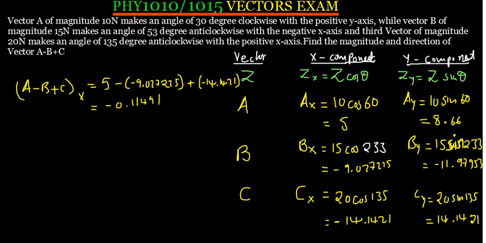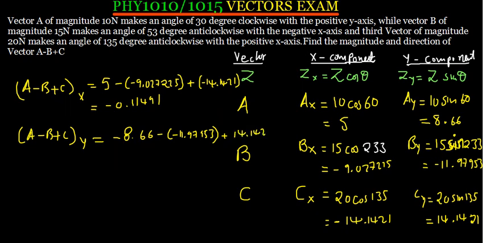So this is giving me negative 0.11491. And then you do also A minus B plus C, but for the y components. The y component of A, that's negative 8.66, minus the y component of B, that's negative 11.97953, and then plus the y component of C, that is a positive 14.1421. So let's do that.